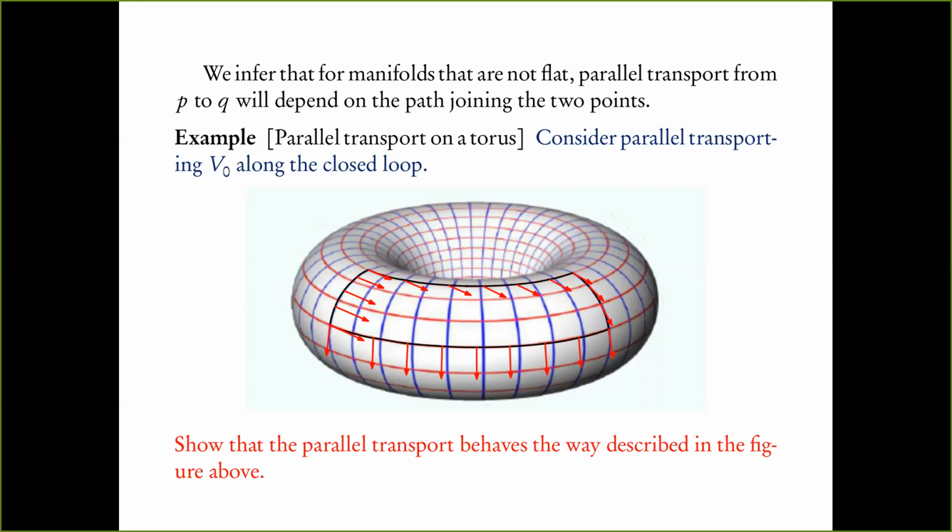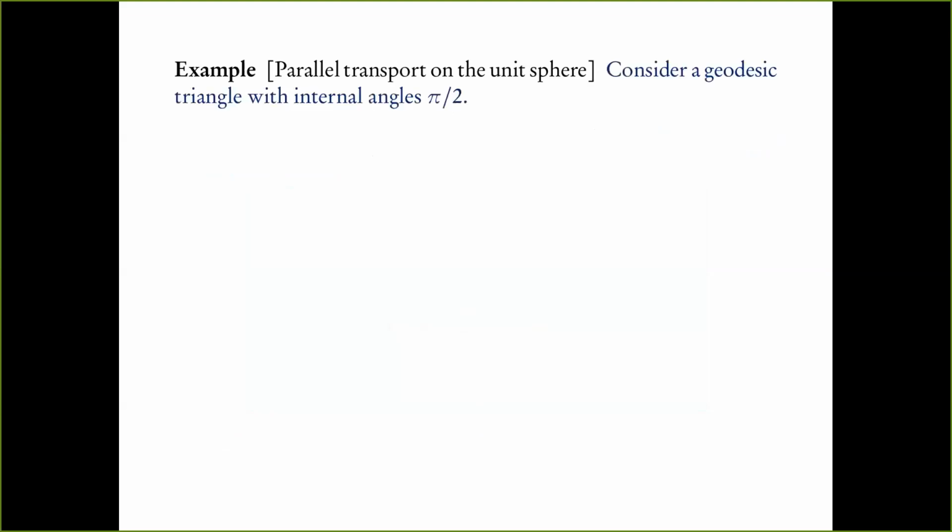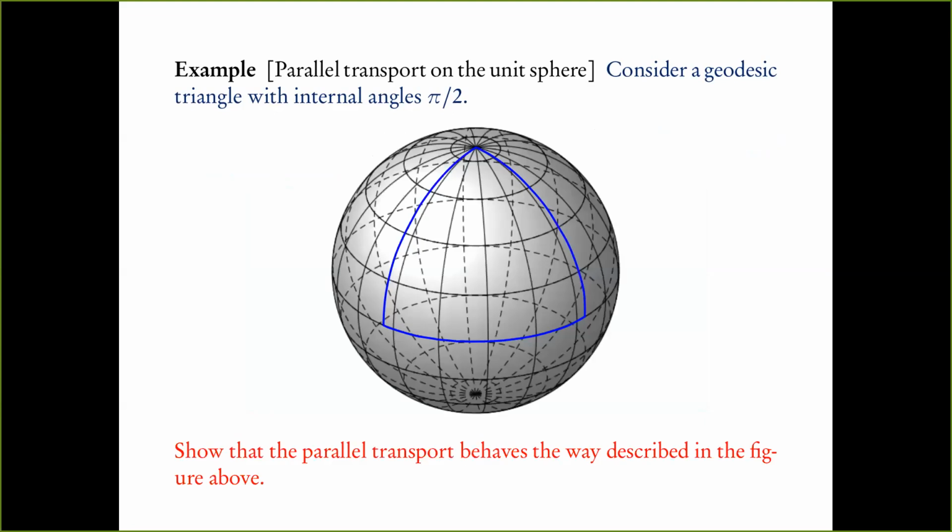The next example is something I had talked about once. Let me talk about it again. The parallel transport on the unit sphere. Okay, so you consider a geodesic triangle with internal angles pi over 2. Such a triangle is not possible on the Euclidean plane, for obvious curvature reasons. Such a triangle is possible on the sphere.